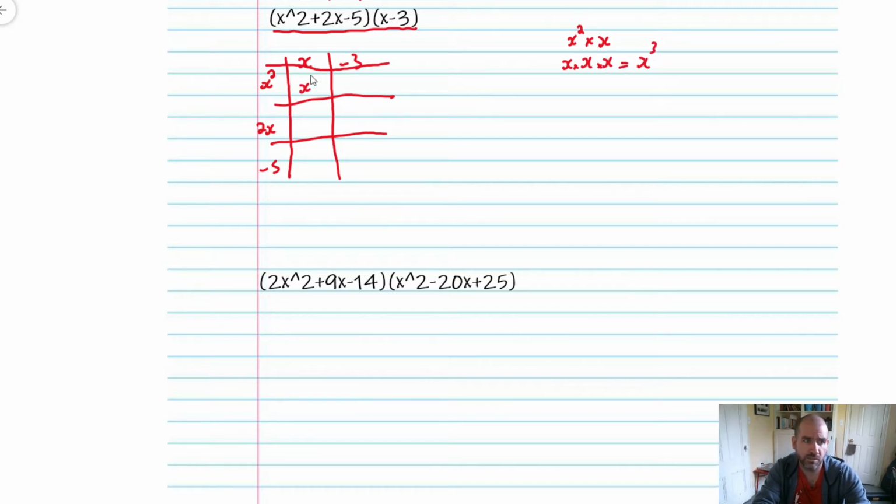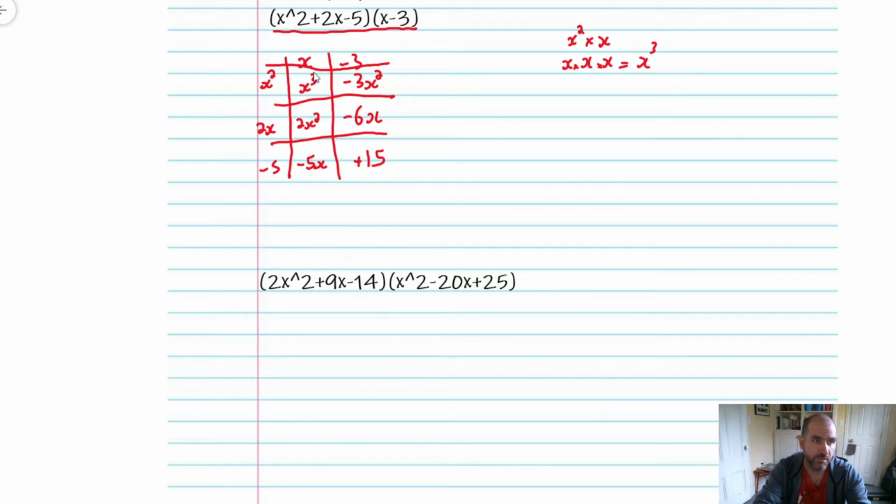So x cubed. -3 multiplied by x squared, -3x squared. x multiplied by 2x is 2x squared. -3 times 2x, -6x. x times -5 is -5x. -3 times -5 is +15.